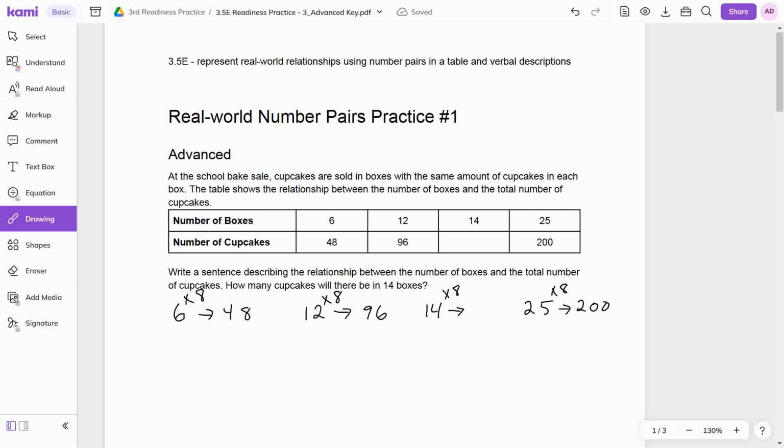So first, I can write down my rule here, so I can keep that in mind when I write my sentence. And then I need to figure out what is 14 times 8. So let's just do 2 by 1 multiplication right here. I'll do partial products. That's going to get me 32. And that 1 is in the tens place, so that's 8 times 10, that's 80. And so that's going to get me 112. So we can put 112 right there, and that's going to work for that answer. But we need to write a sentence describing this. So the rule is times 8.